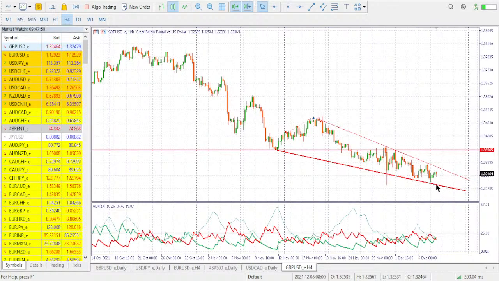Then if the price gets to this lower trend line, we'll pick a buy, at least up to the upper one. So we are just trading reversals. We are selling from the top, buying from the bottom, selling from the top, and then buying from the bottom.